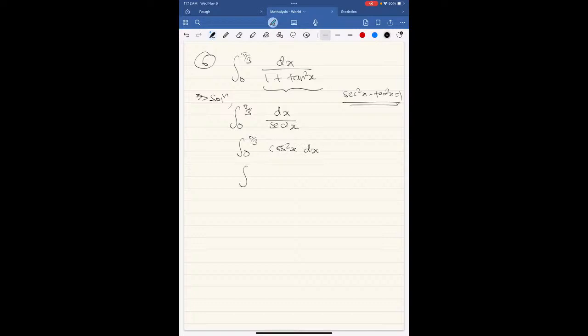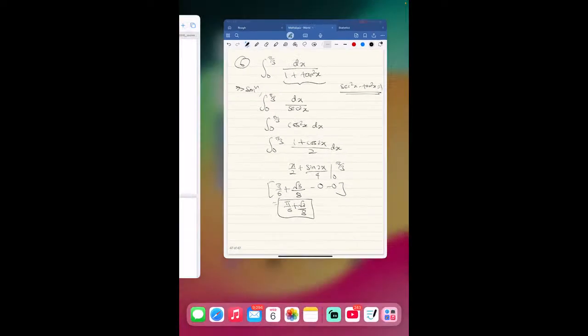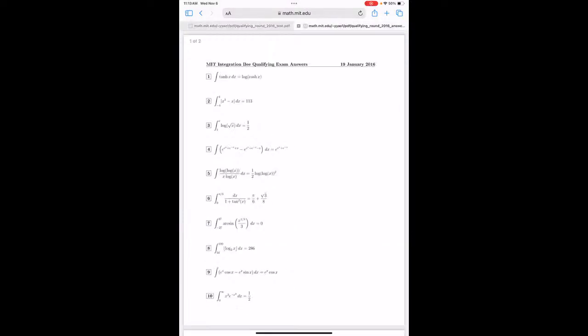And cos square x will just be (1 plus cos 2x) by 2 dx. Now this is just x by 2 plus sine 2x by 4, going from 0 to pi by 3. At pi by 3 it's pi by 6 plus sine of 2 pi by 3, which is sine of 120, which is just root 3 by 2, right? So root 3 by 8, minus 0, which is pi by 6 plus root 3 by 8. Okay, let's see if it's correct or not. Pi by 6 plus root 3 by 8. Yeah, exactly.